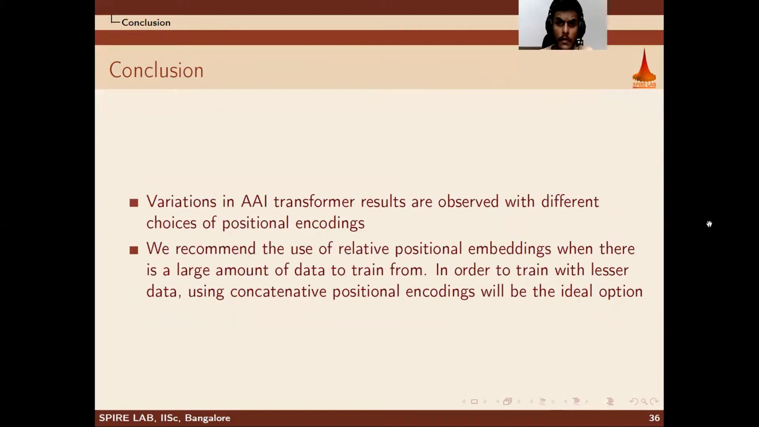Variations in AAI transformer results are observed with different choices of positional encodings. We recommend the use of relative positional embeddings when there is a large amount of data to train from. In order to train with lesser data, using concatenative positional encodings will be the ideal option.